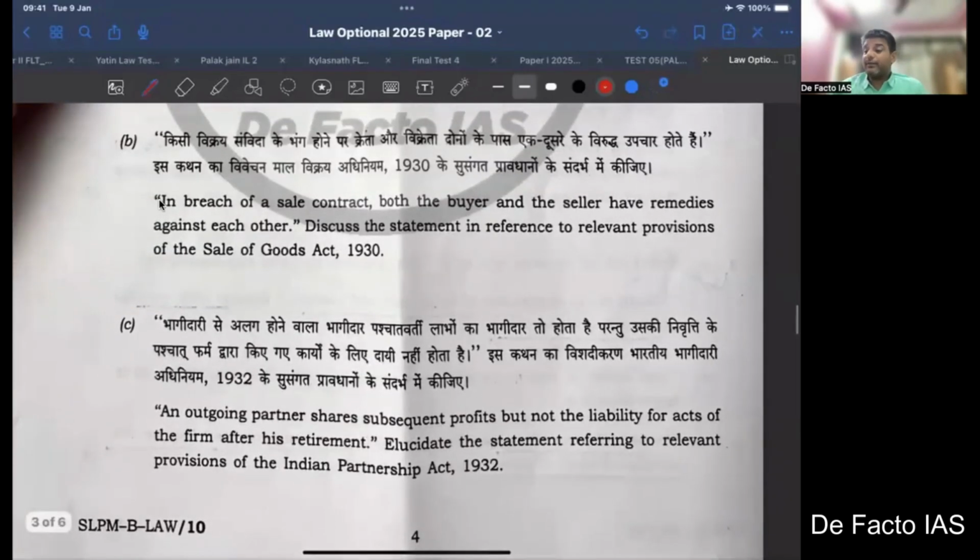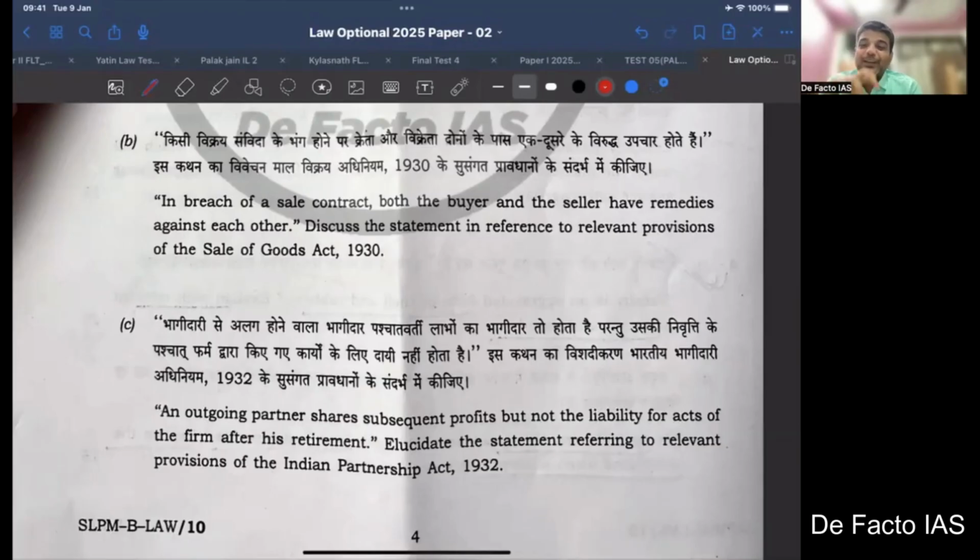Okay, now 5B, let us see. 5B is again a very interesting question in the sense that it says, in the breach of a sale contract, both buyer and seller have remedies against each other, right? So the right of an unpaid seller, and indirectly they have asked about the buyer with regard to risk. What will happen if you supplied it wrongly, or it was destroyed in between, right?